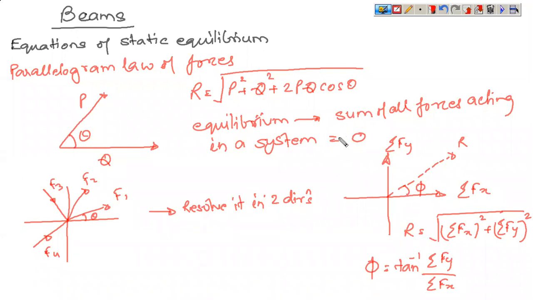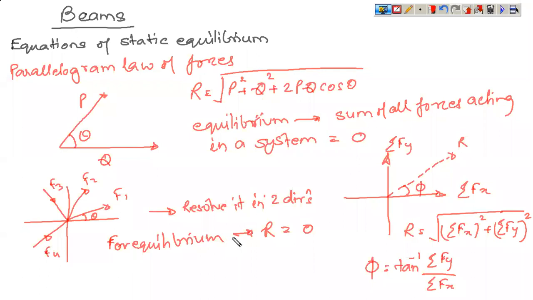Now, equilibrium, the statement says that the sum of all forces acting in a system is zero. So if the sum of all forces acting in a system is zero, then for equilibrium, the resultant has to be equal to zero. For a system to be in equilibrium, the resultant has to be zero, because then only you can specify this term that the sum of all forces is zero.